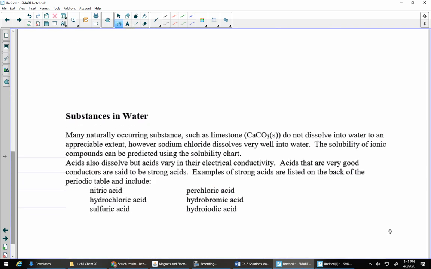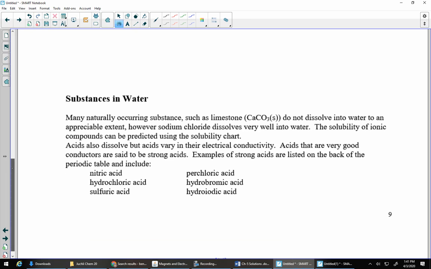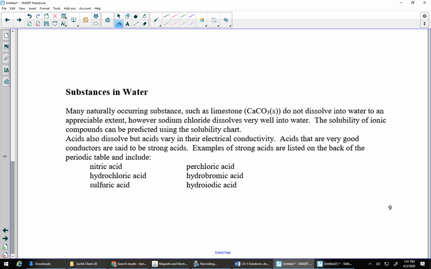Next piece that we're going to look at together here is getting into the substances in water. The big thing with this is there's lots of things that don't dissolve in water, and lots of things that do dissolve in water. Remember, for ionic compounds, we can use that solubility chart. Acids also dissolve, but they also vary in their electric conductivity. If acids are good conductors, they're said to be strong acids. So good conductors are strong acids.